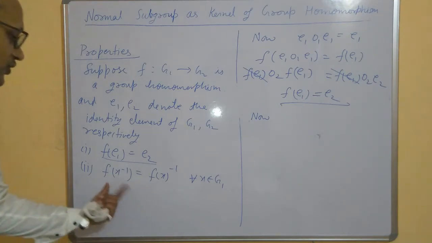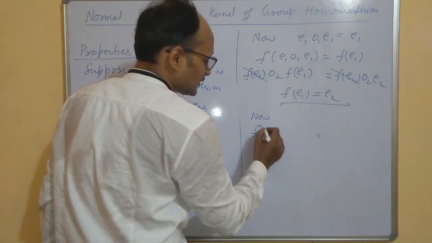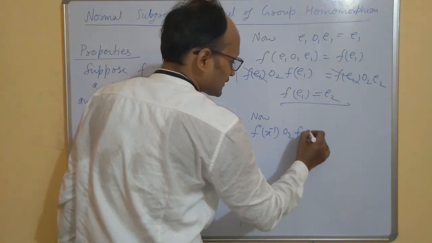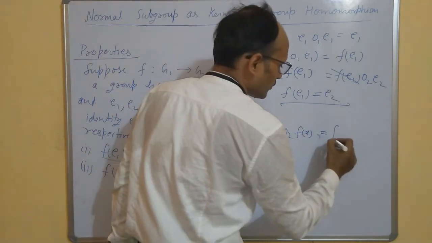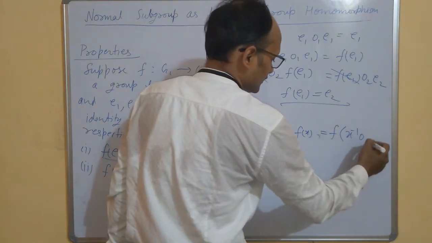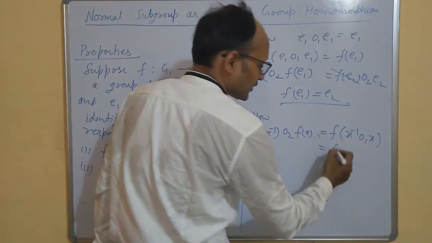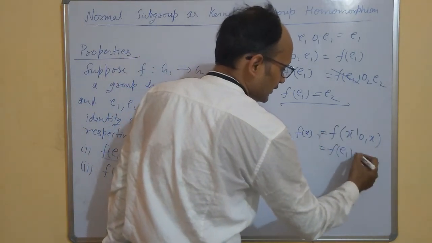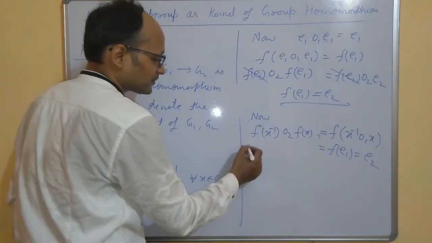So let me compose both of them and let us see what will happen. f(x) inverse O2 f(x). By the definition of group homomorphism, it will become f(x inverse O1 x). By the definition of inverse, it will become E1, and we know f of E1 is E2, so it will become E2.